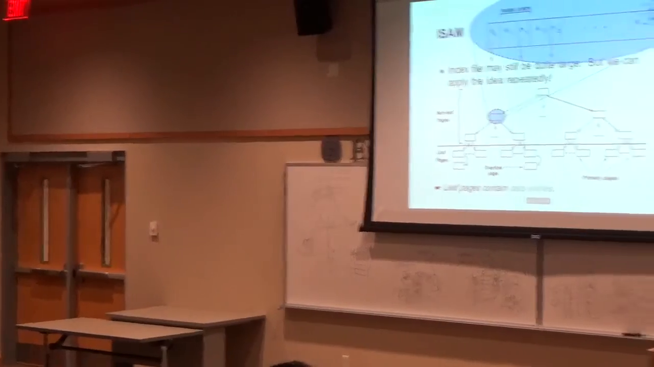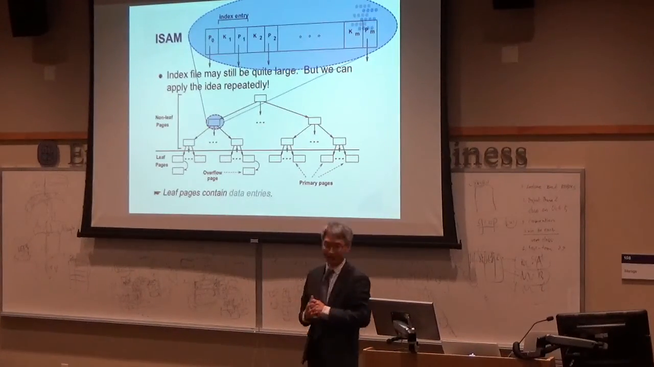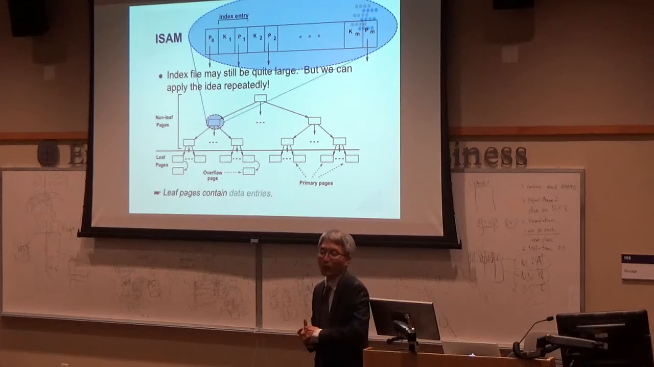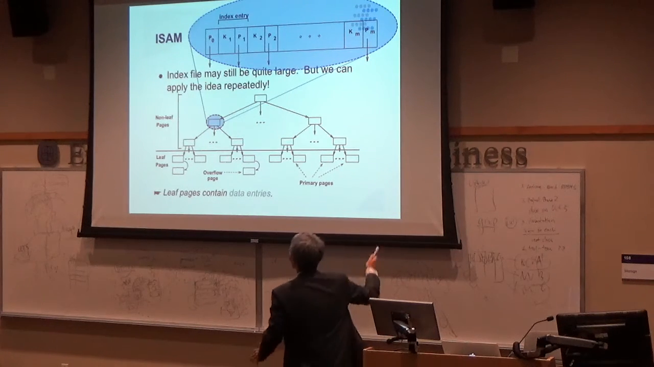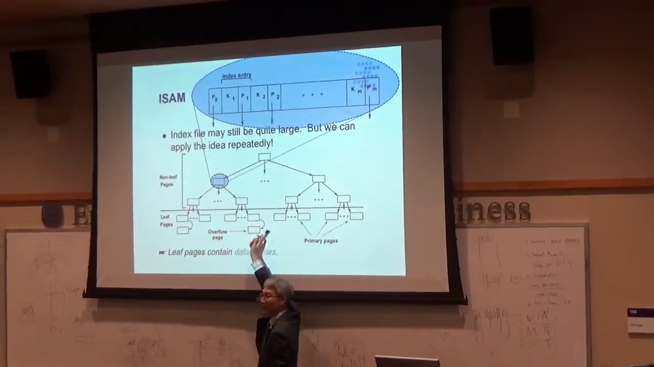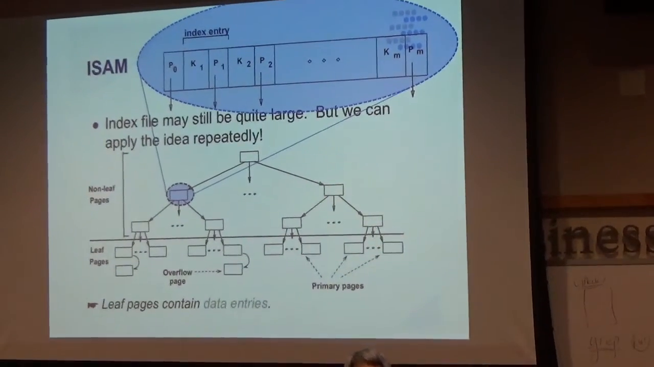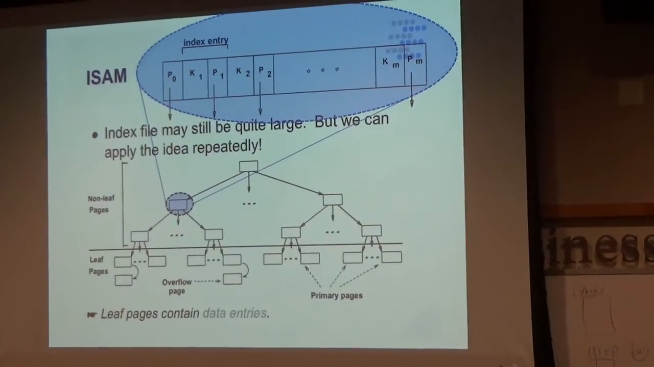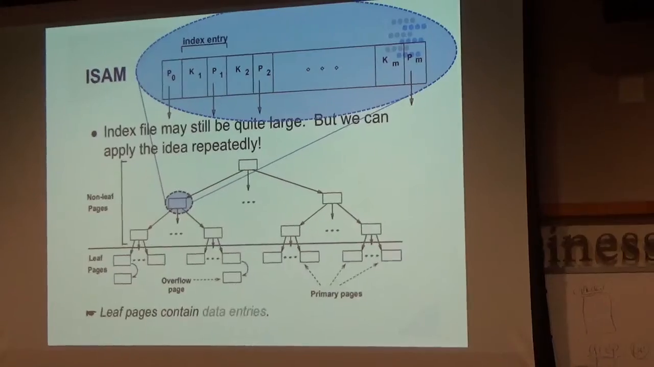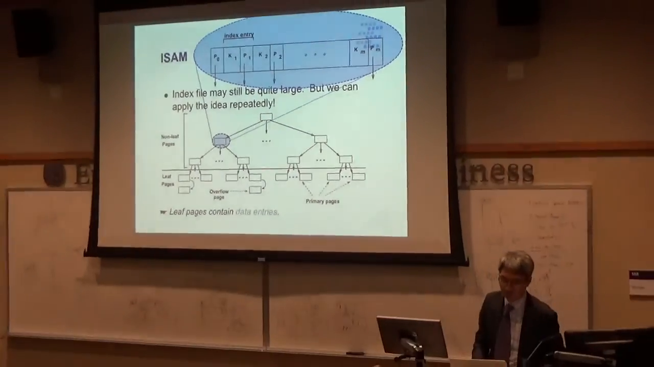ISAM is what IBM used; it's actually the Index Sequential file. The file data structure itself has such a tree structure, an index. Before the relational database, the ISAM file itself had been used a lot to manage data.